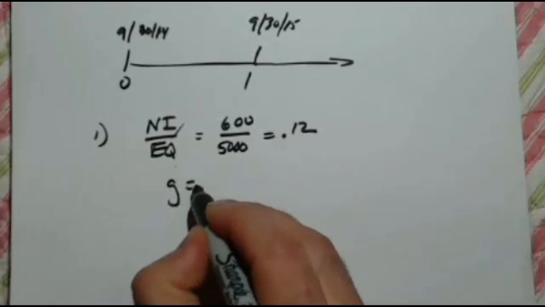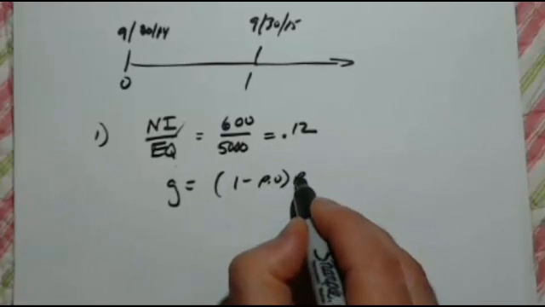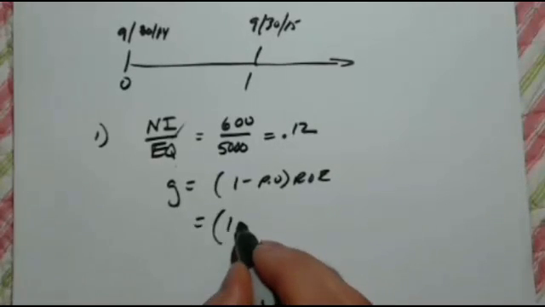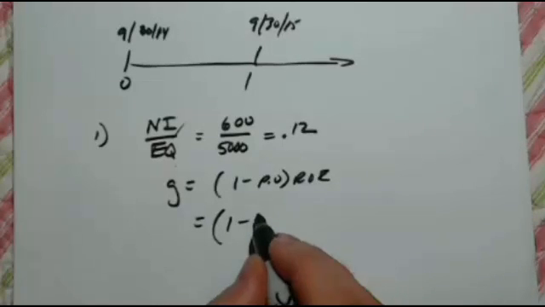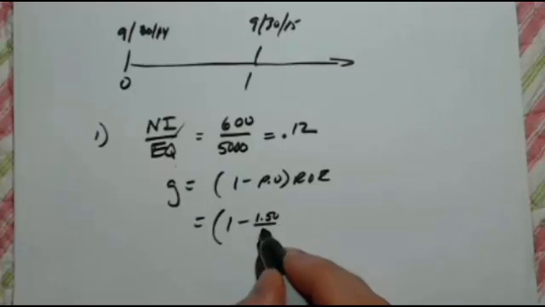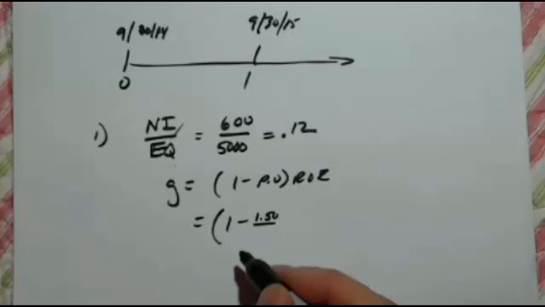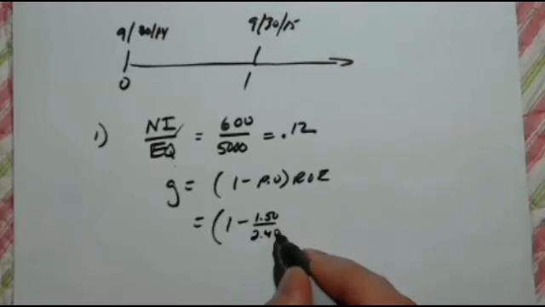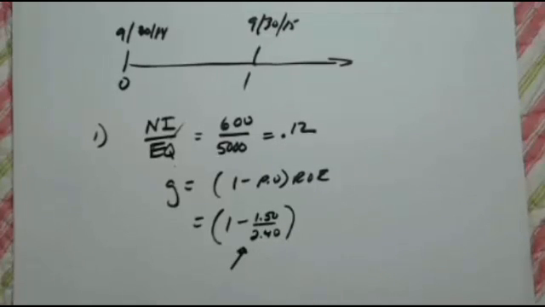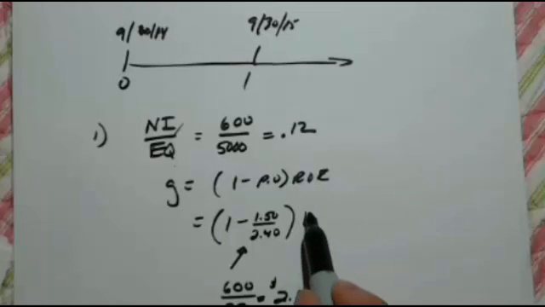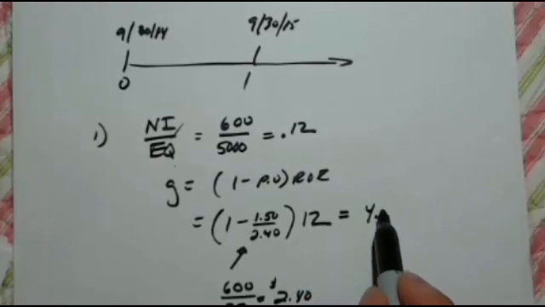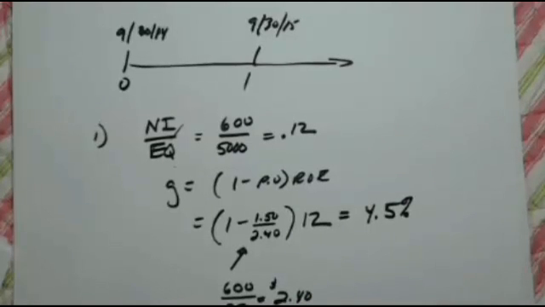The growth rate is, remember, 1 minus the payout times ROE. And the payout ratio, let's see, it's telling us the dividend is $1.50 per share. And let's see here, what are the earnings per share? Well, the earnings per share are $2.40. And how do I get 240? You've got $600 in earnings, number of shares 250, and so that's $2.40 earnings per share. We multiply the payout complement by the 12% ROE, and we get a 4.5% growth rate for this firm.